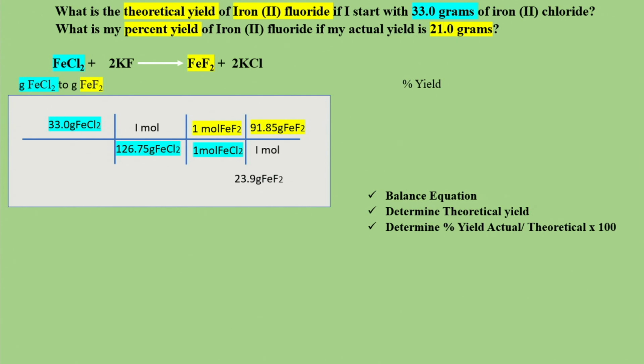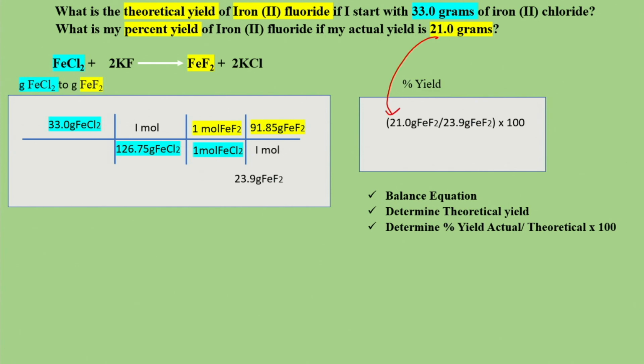So to get our percentage yield, our actual was 21.0 grams, so that was given to us in the question. And we're dividing it by our theoretical, which we calculated to be 23.9 grams of FeF2. Multiply that by 100, and we see that our percentage yield is 87.9%.